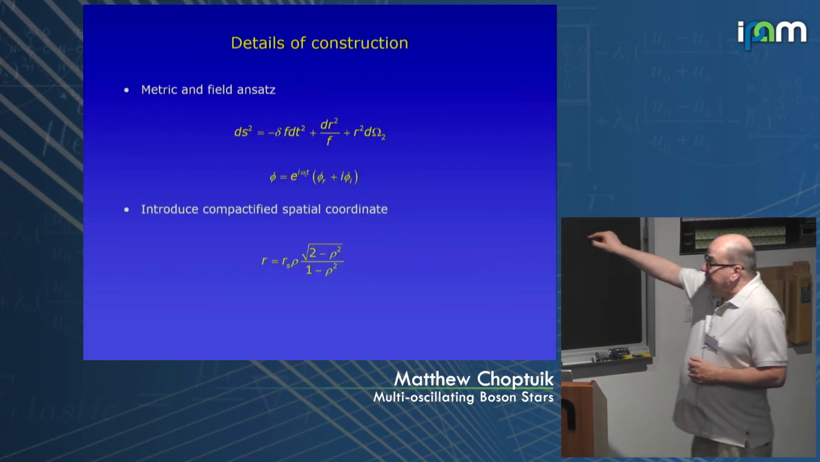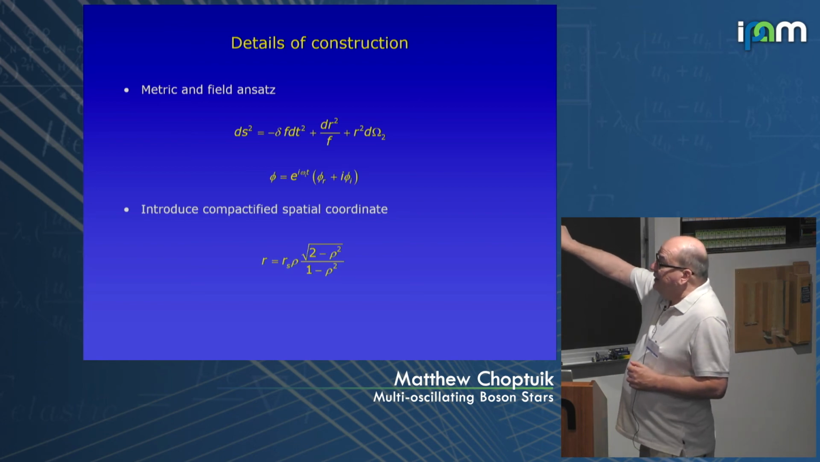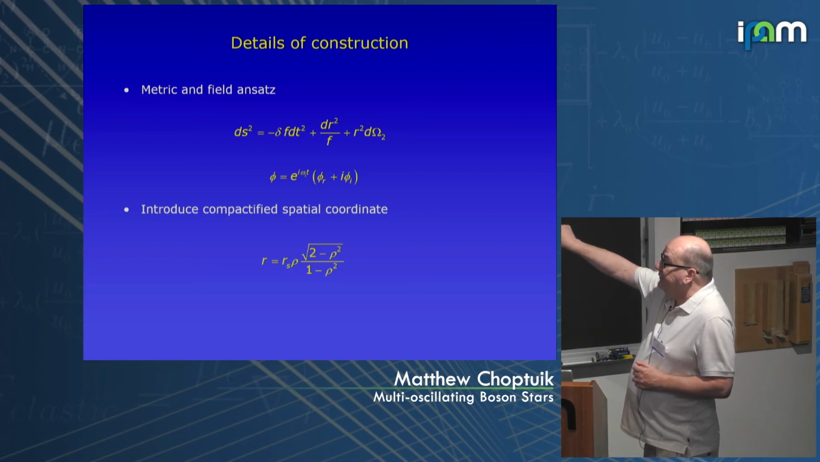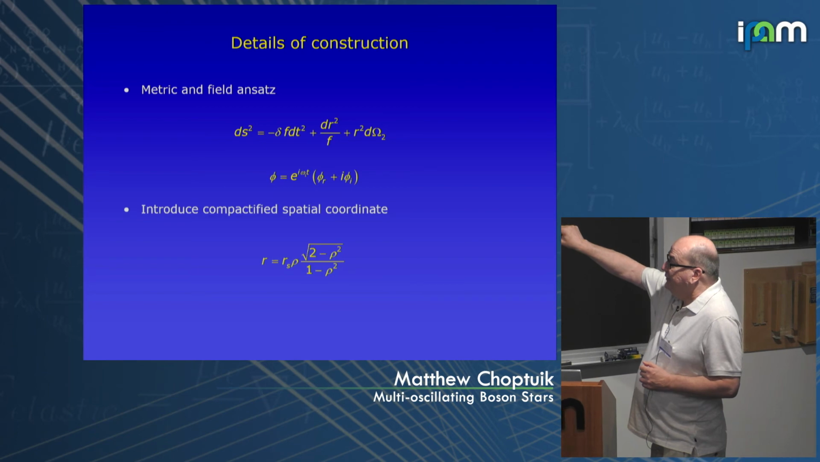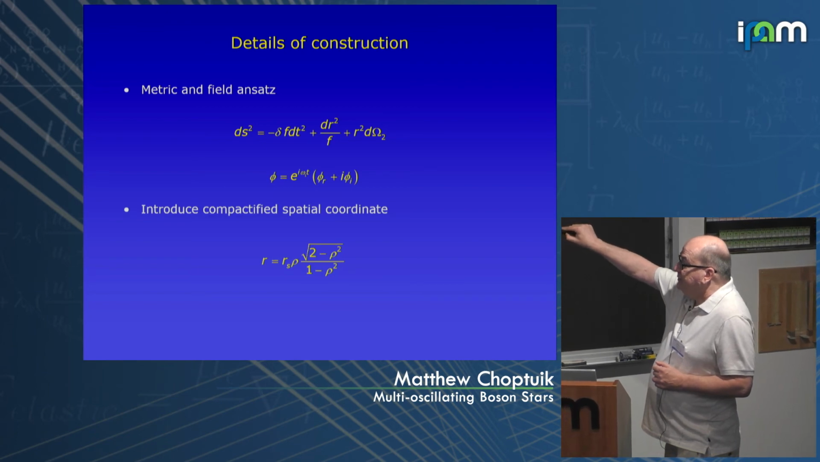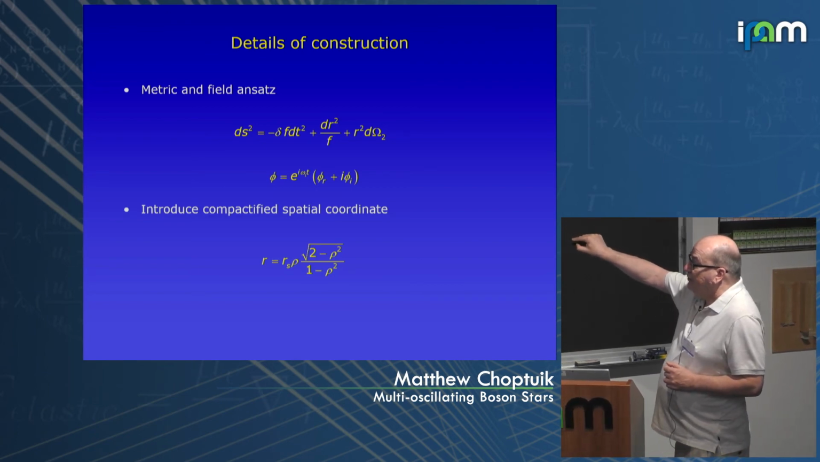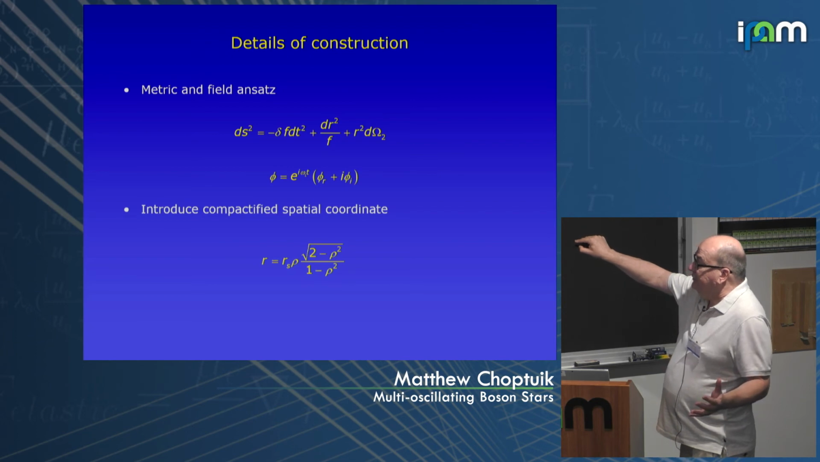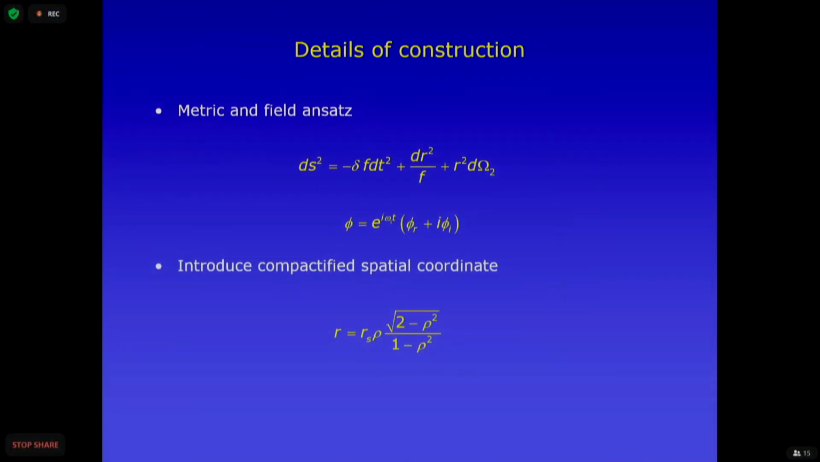So in this case, the metric and the field ansatz: again, we take ds squared to be minus delta f dt squared plus dr squared divided by f plus r squared times the metric on the two-sphere. We're in 4 dimensions now. Again, asymptotically flat boundary conditions. Phi is e to the i omega t times the real part plus i times the imaginary part.